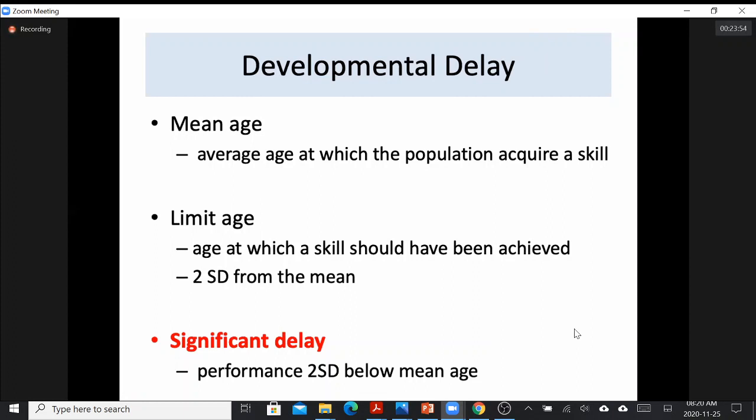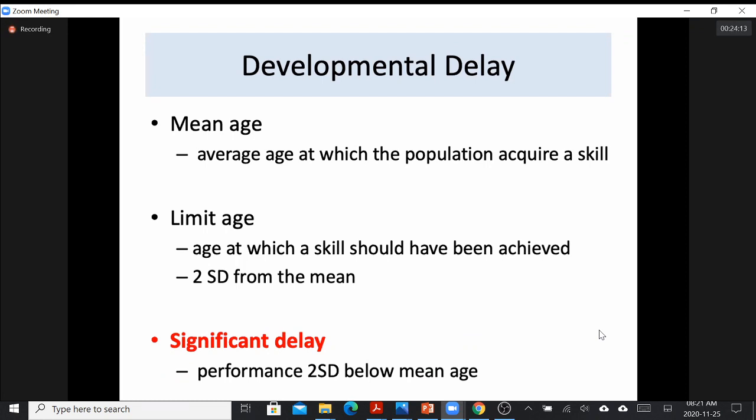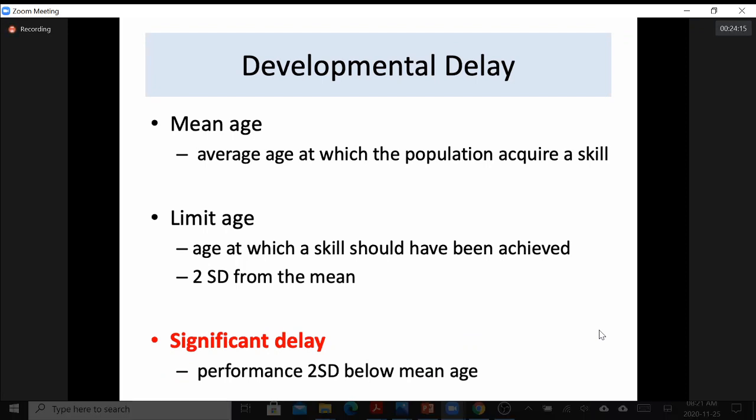There is a question, right? Madam, is a loss of just one skill? Yes. Even if there is a loss in one skill, we will consider for that domain that there is a developmental regression. So now you have to listen carefully to see how we are going to describe developmental delay.